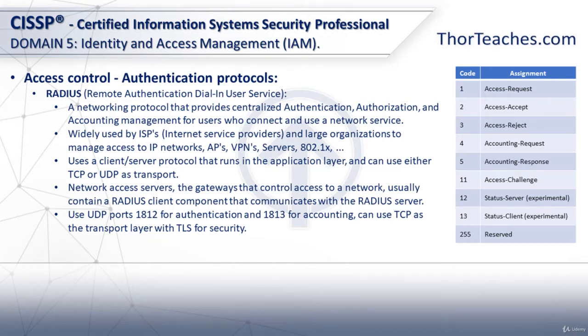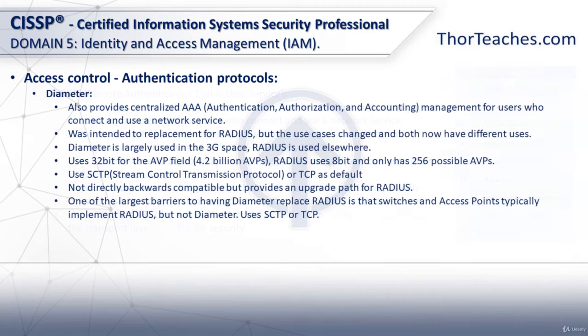And the devices on our network that we use Radius for would have a Radius client that would then connect to the Radius server. Since Radius is a vendor protocol, it uses a port above 1023, it uses UDP port 1812 for authentication and 1813 for accounting. But you do have the option to use TCP instead of UDP. If you do that, you can use TLS for security.